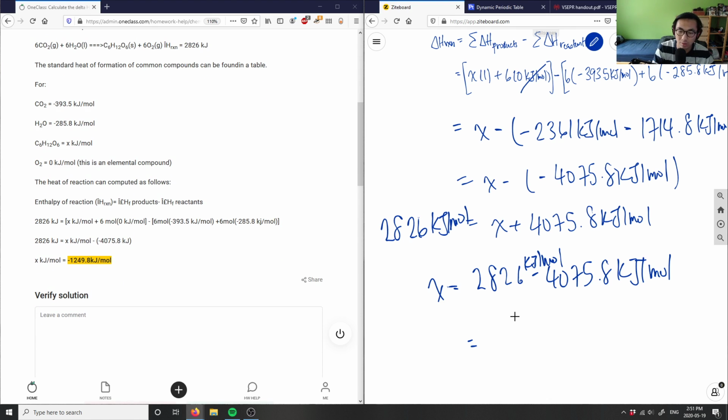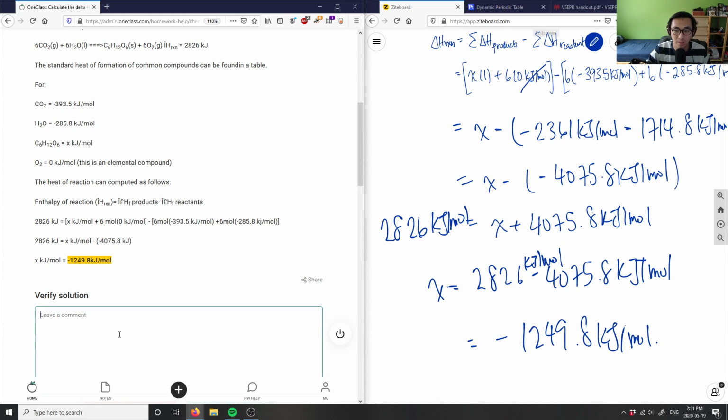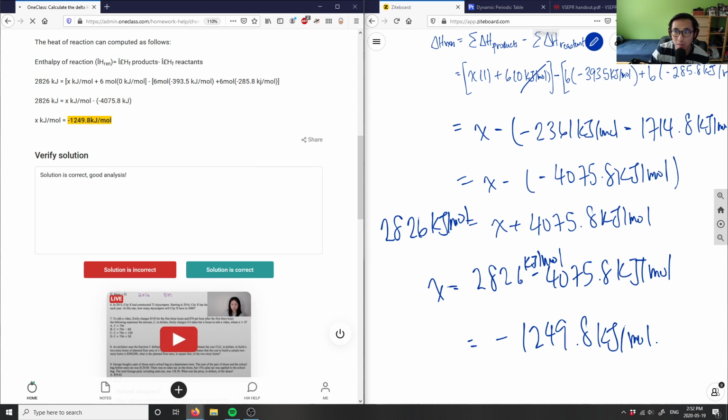So the solution here is correct, negative 1249.8 kilojoules per mole. Good analysis as well. Okay, that's good.